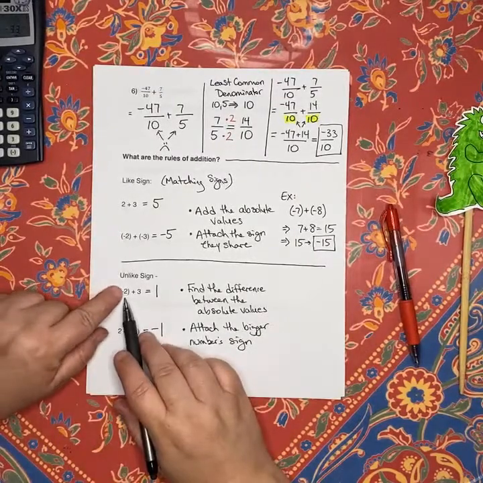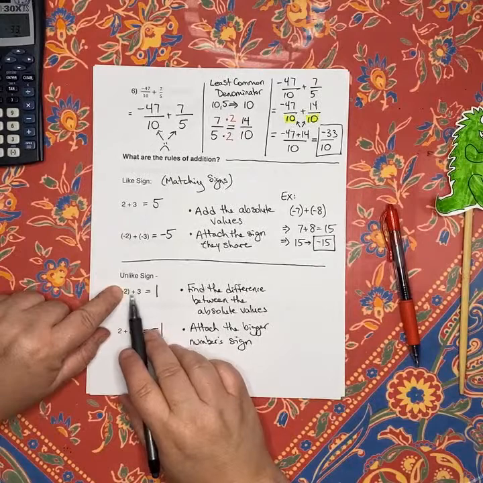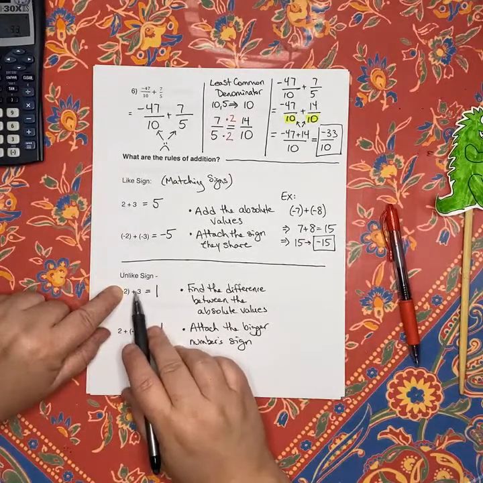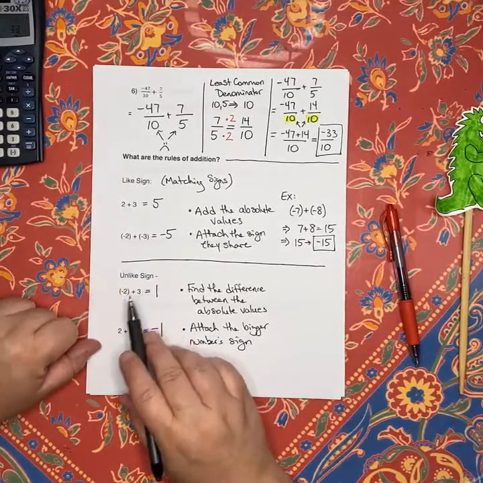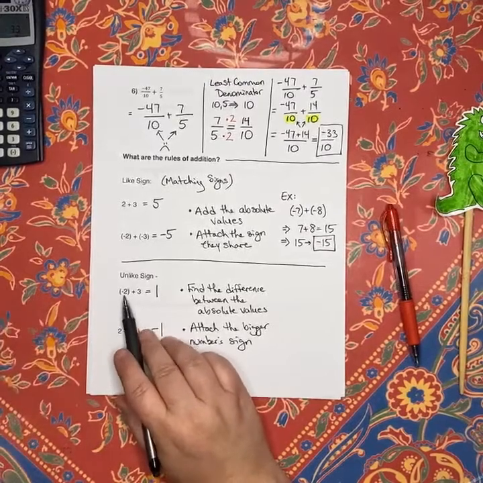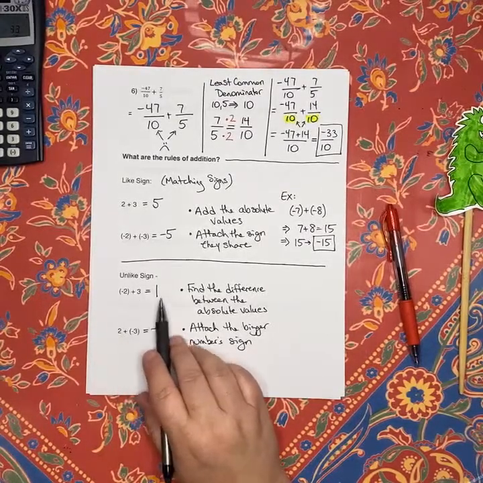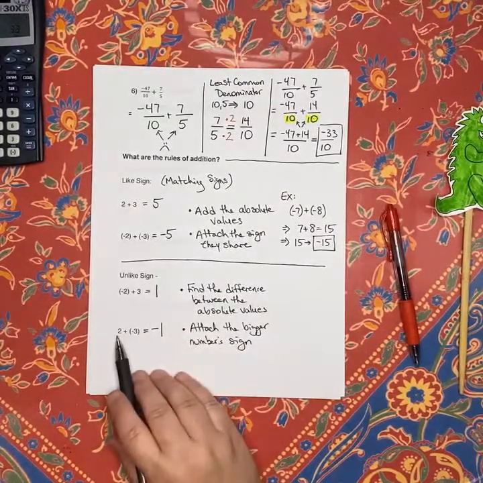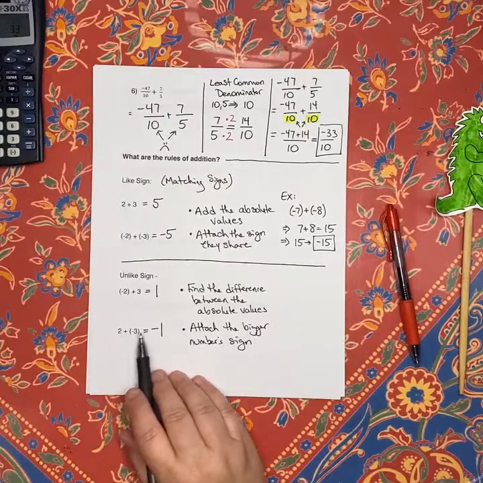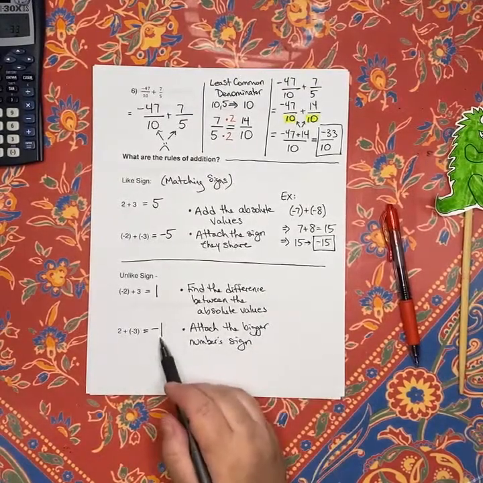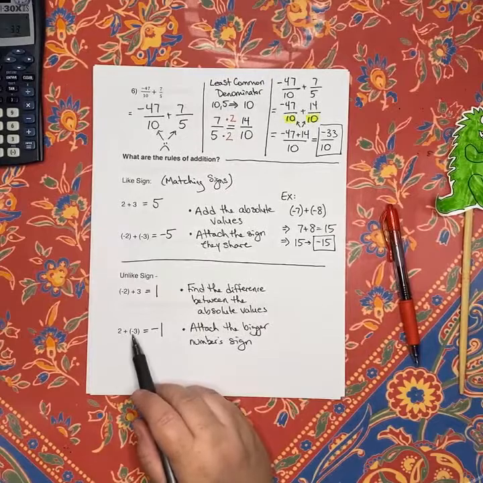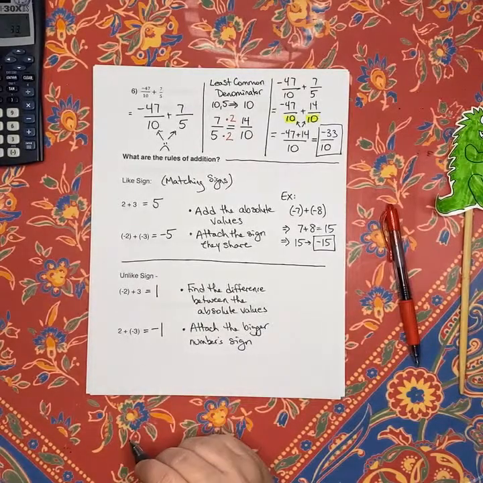So what's the difference between 2 and 3? They're 1 apart, right? So the answer is 1. Now, is it positive or negative? Who's bigger, 2 or 3? 3 is bigger, so it's got to be positive. What's the difference between 2 and 3? They're 1 apart, so I use 1. But this is negative because 3 was negative in this case.